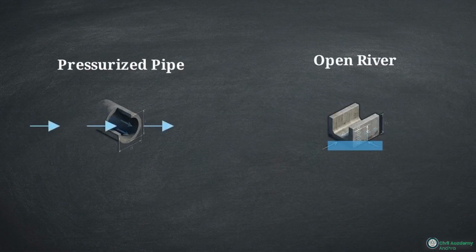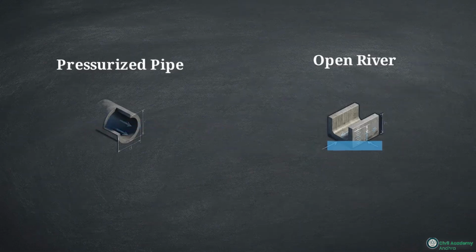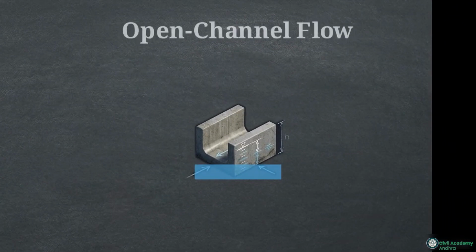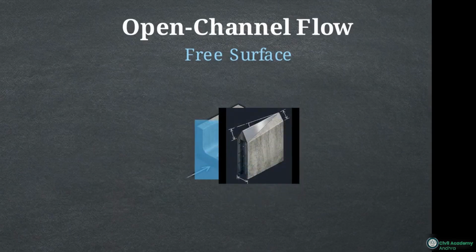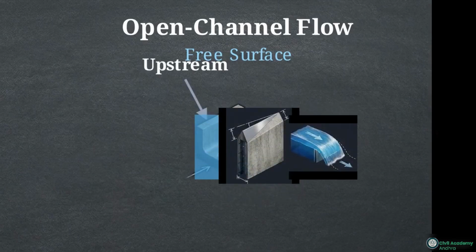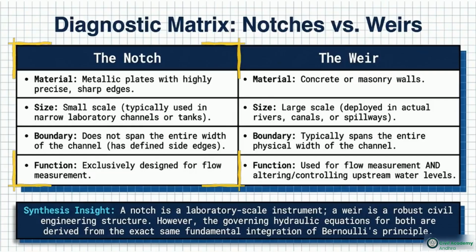Measuring water flow in a closed, pressurized pipe is straightforward, but tracking discharge in an open river requires a different approach. We use notches and weirs, the essential instruments for quantifying flow in open channels. This matrix compares the two.